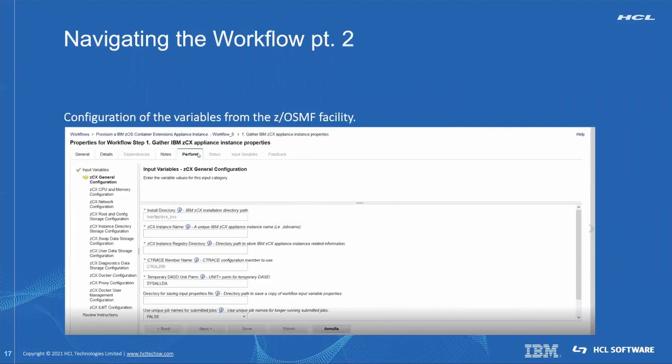So this is step 1, where you can configure the variables from the z/OS Management Facility. As you can see, some of these are the same names that are in the input configuration file. So you can choose to configure them initially in the property file and just reference the file in the workflow, or use this step to define all these values.